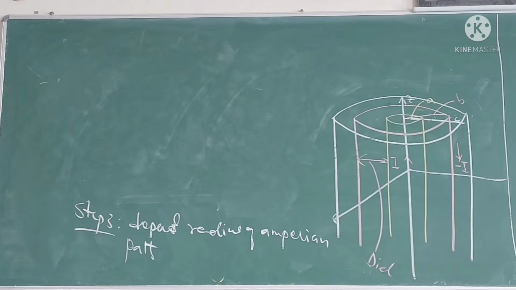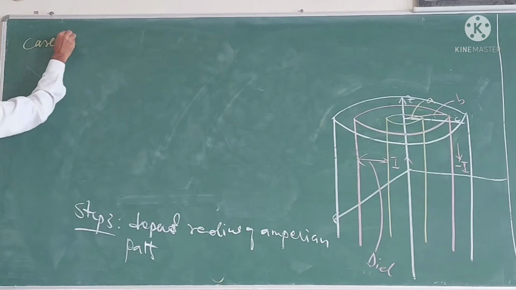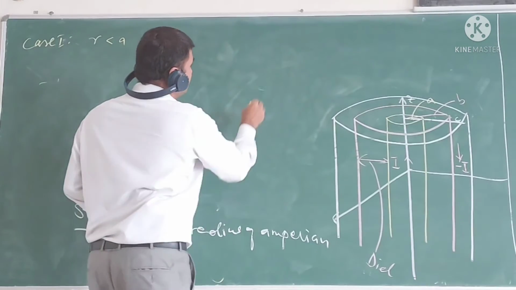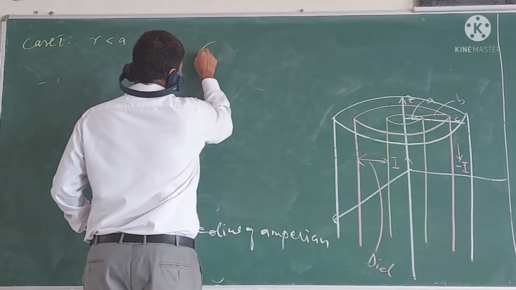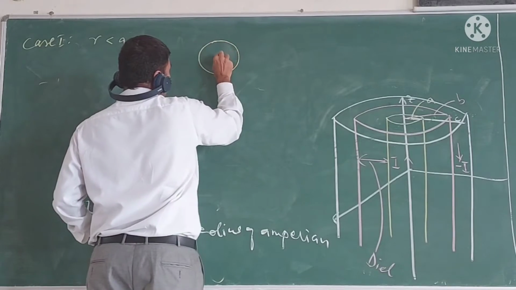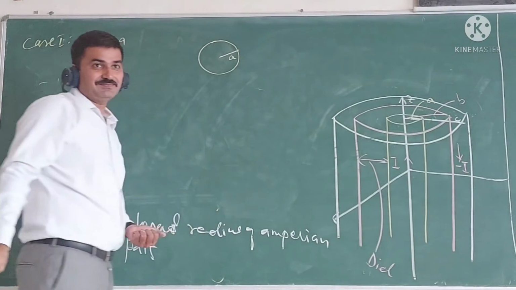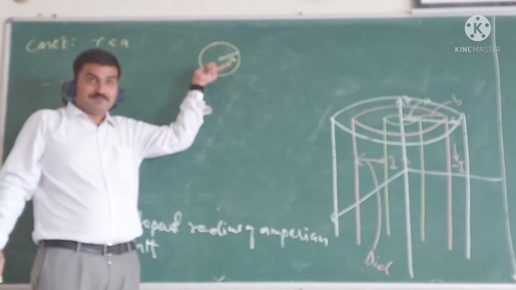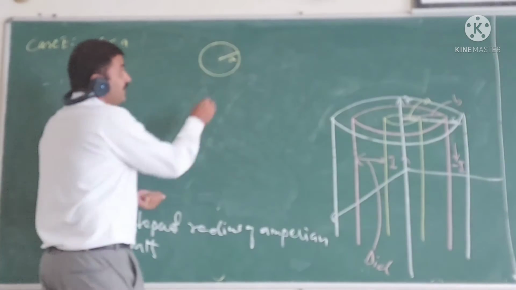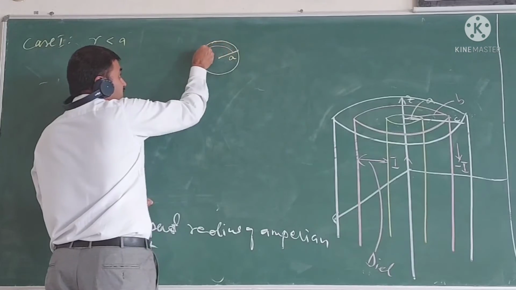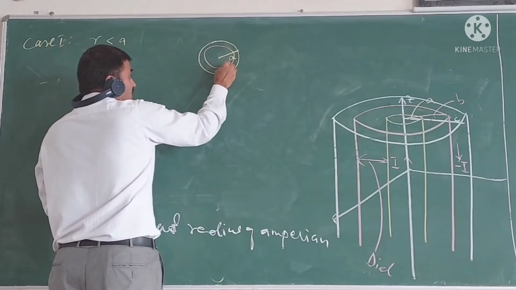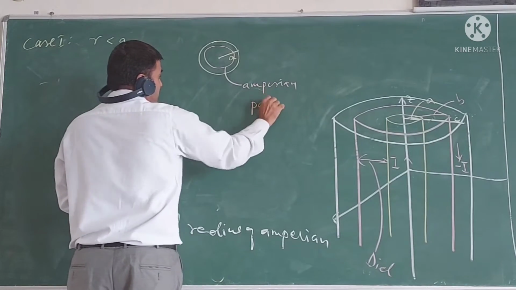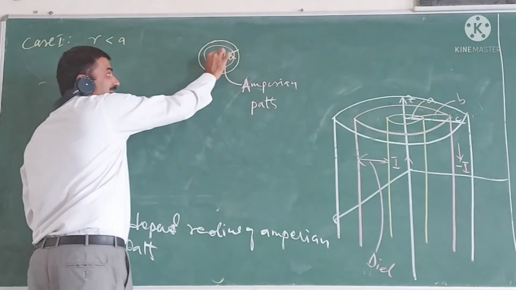Case 1. R less than A. For example, this is the inner conductor whose radius is A. This is the side view. Now I am putting a top view here, the top view of a coaxial cable. I will take that this is your Amperian path. What is the radius of this Amperian path?